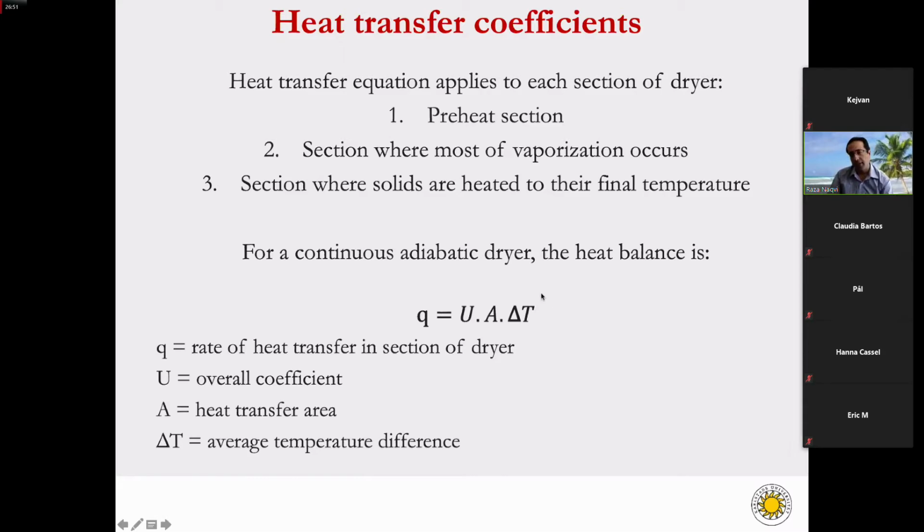Then again, we have the heat transfer equation, Q is equal to UA delta T. U is the overall heat transfer coefficient, A is the heat transfer area, delta T is the average temperature difference, and Q is the rate of heat transfer in each section of the dryer.